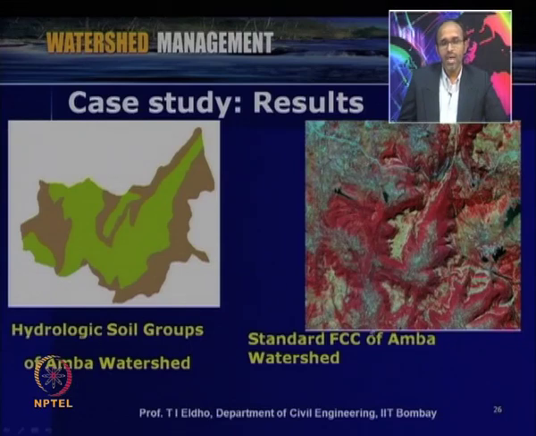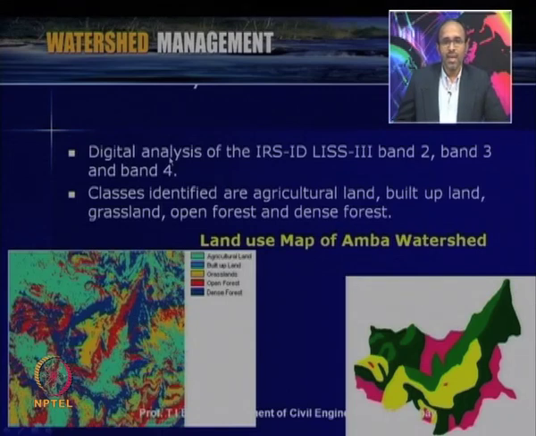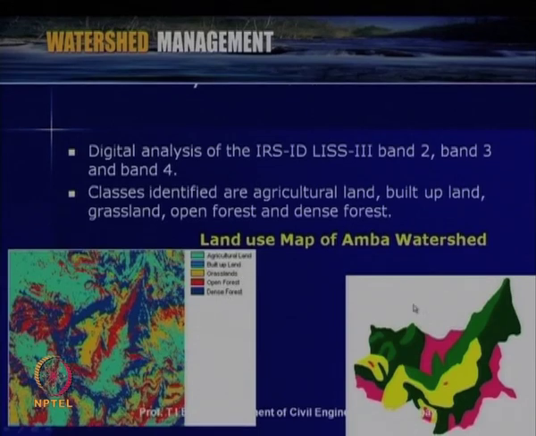This is the hydrologic soil groups, and then using the remote sensing data, first we did a false color composition analysis for the Amba watershed. So this shows standard FCC of Amba watershed within the GIS environment, and a detailed analysis of the IRS 1D LISS-3, band 2, band 3 and band 4 is done. Classes are identified as agricultural land, built up land, grassland, open forest and dense forest. So using the false color composition, we have identified the various land use and land cover, and based upon that, for the watershed area, the land use map is produced.